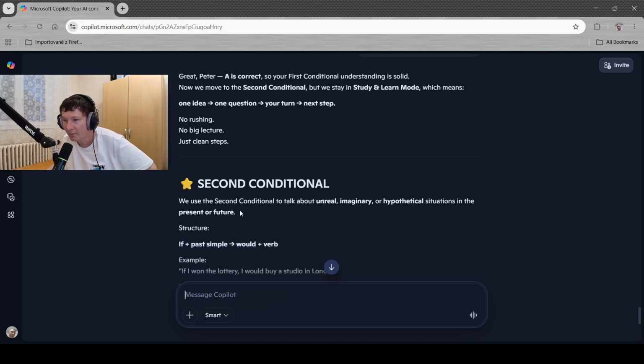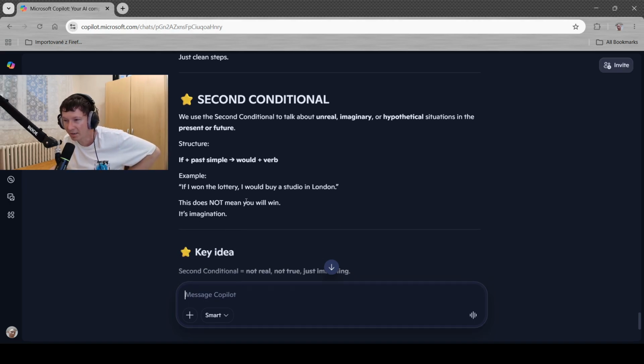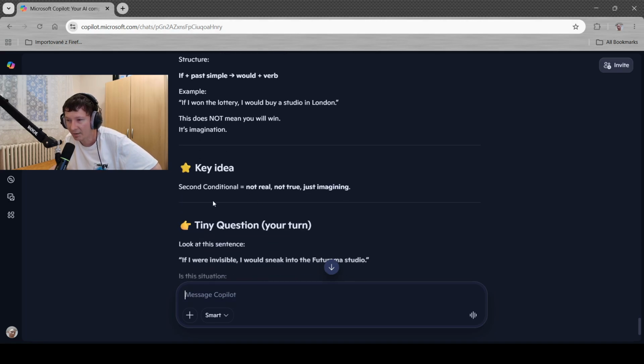Second conditional. We use the second conditional to talk about unreal, imaginary, or hypothetical situations in the present or future. Structure: if plus past simple, and the second part of the second conditional: would plus verb. Example: if I won the lottery, I would buy a studio in London. This does not mean you will win. It's imagination. Second conditional: not real, not true, just imagining.